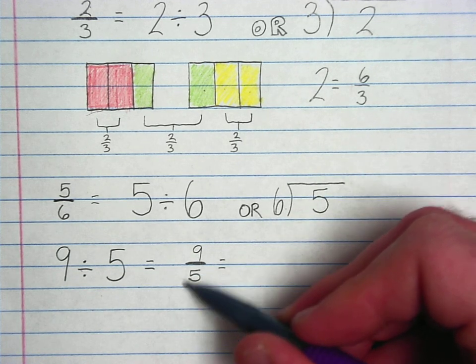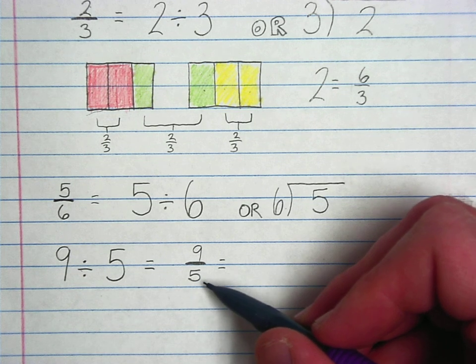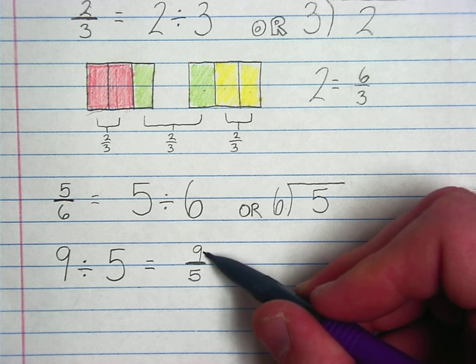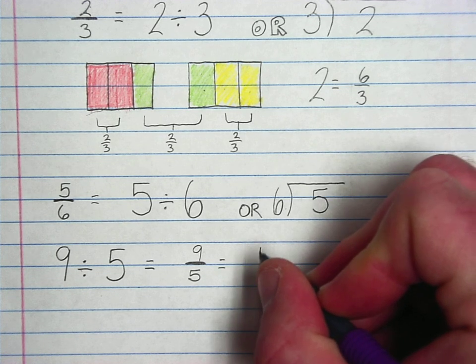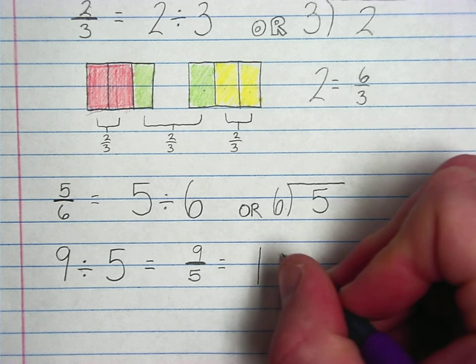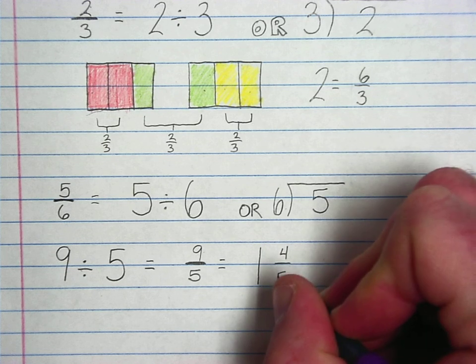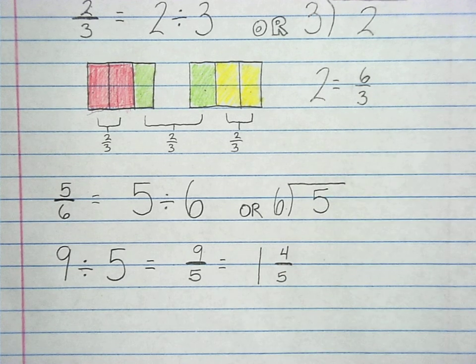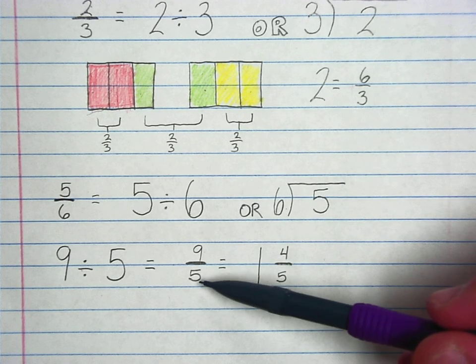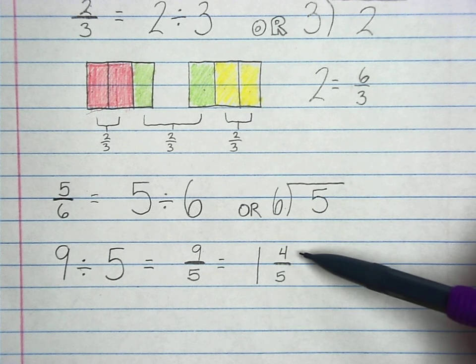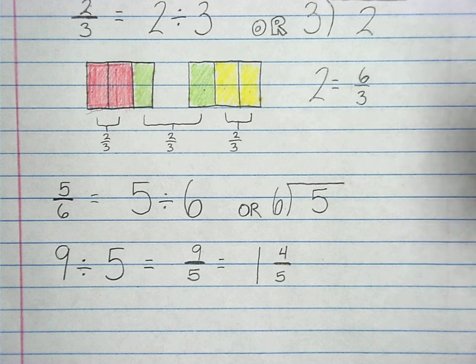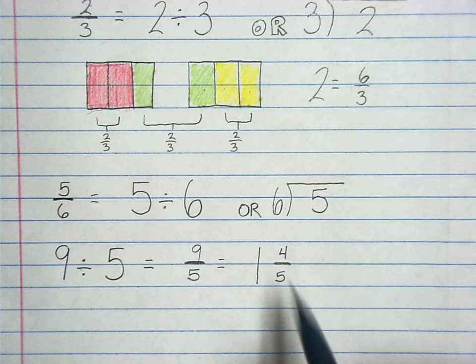If I need 5 pieces, if they're fifths, if I need 5 of them to make a whole, 9/5 gives me enough for one whole, and then I'm going to have 4/5 left over. 9 divided by 5 would be 1, remainder 4. So again, we're seeing this pattern.